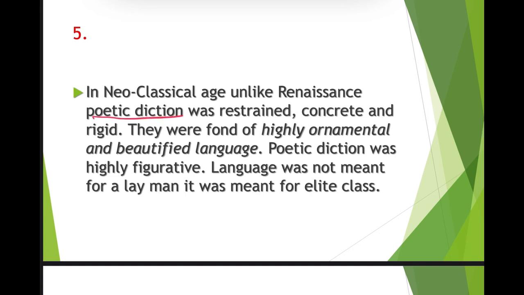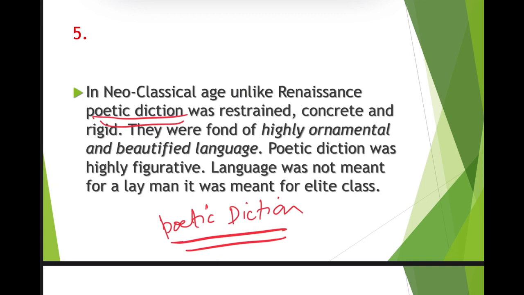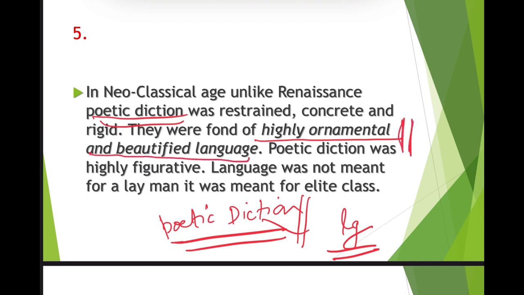Coming to the poetic diction, what kind of language did they use? This is something which is very important, because most of the time you encounter this term, poetic diction. Now, diction simply means language. But when we use the term poetic diction in the context of the 18th century, then poetic diction means highly ornamental and beautified language. When we say poetic diction, it means highly ornamental and beautified language.